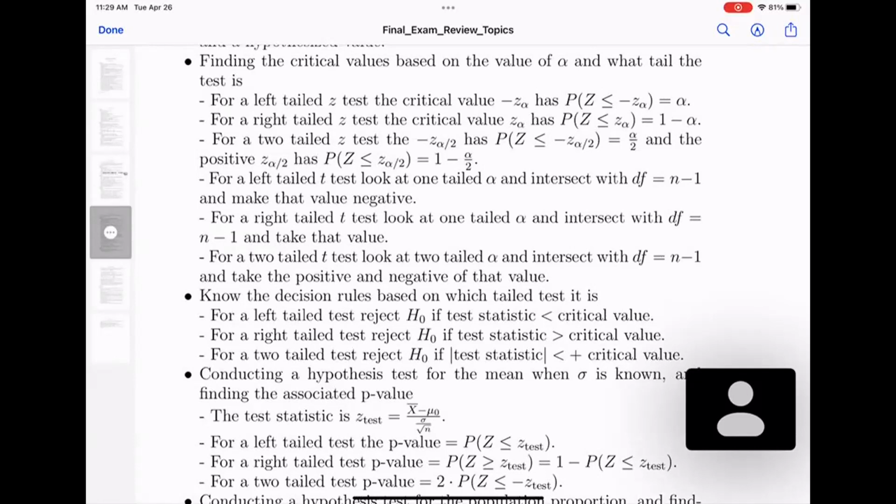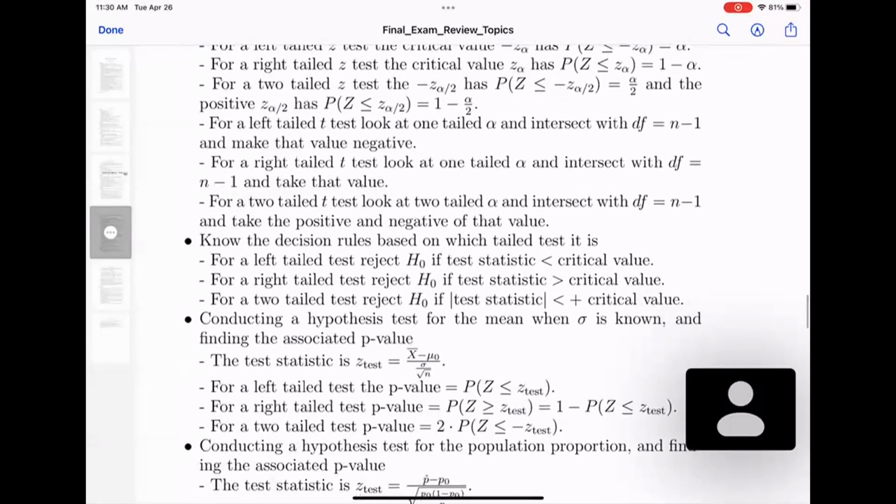Then for a right-tailed test, you will do the same thing. You look at the one-tailed alpha, intersect it with the degrees of freedom, but you just take the positive critical value in that case. Then for a two-tailed test, you look at a two-tailed alpha, since you're doing two tails, you intersect it with the degrees of freedom, and then you take the positive and the negative of that value, and those will be your two critical values.